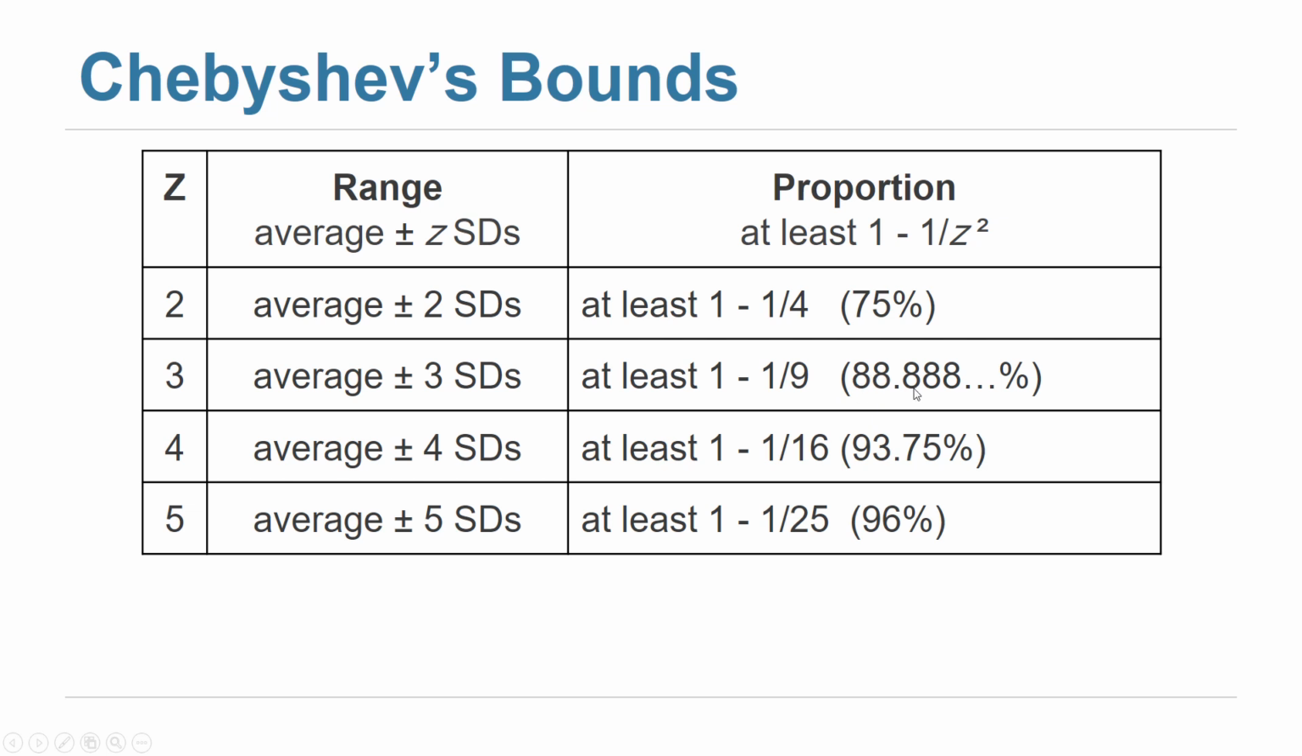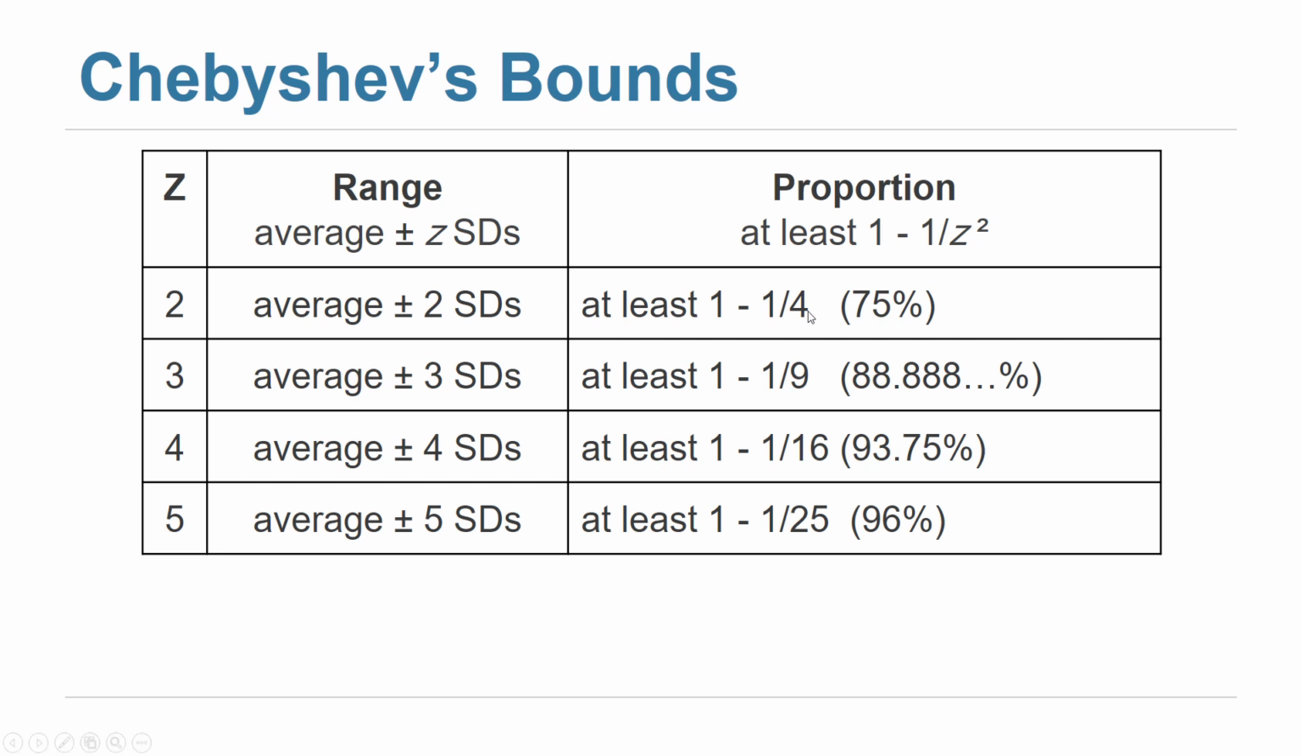And at least 88.88% of the data will be within 3 standard deviations from the average. So minus 3 standard deviations, plus 3 standard deviations. Let's say that the standard deviation is 1. That means that 88.88% of the data are located in the range the average minus 3 and the average plus 3.